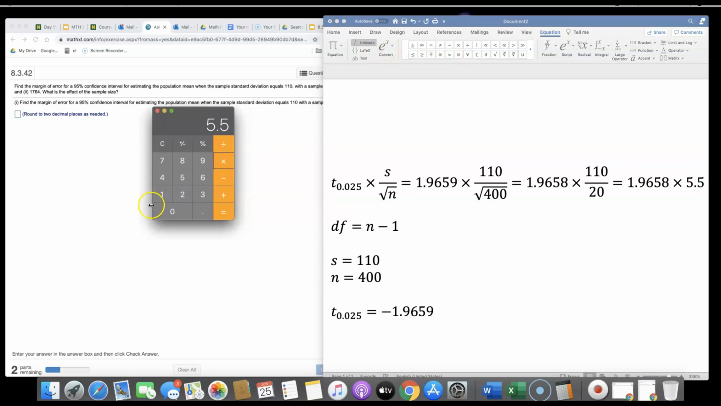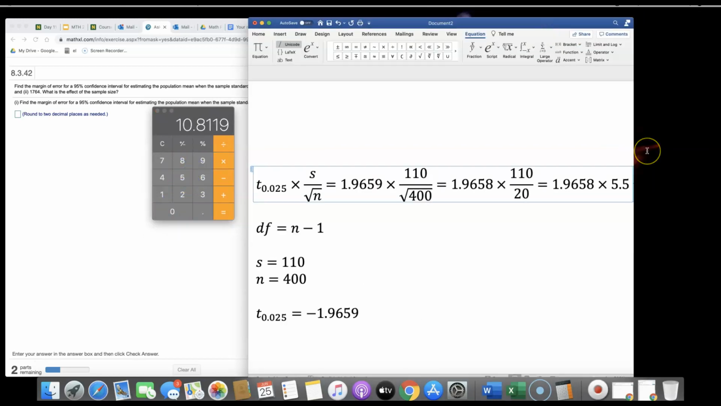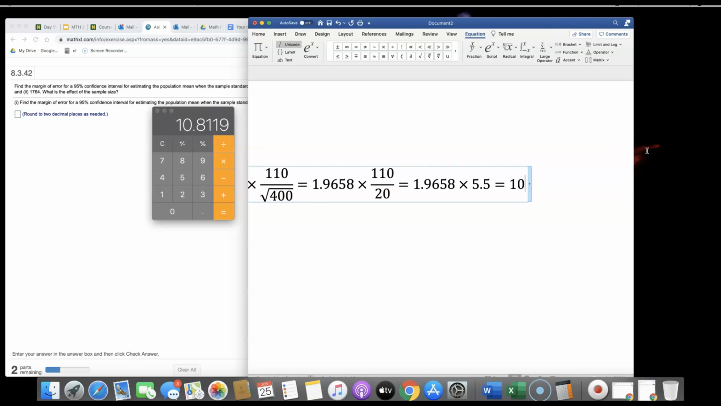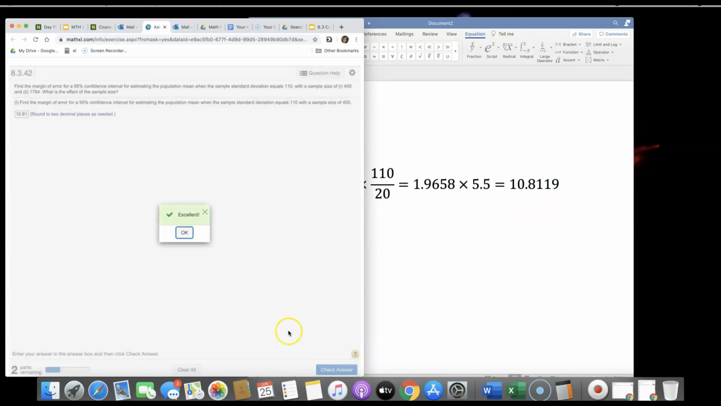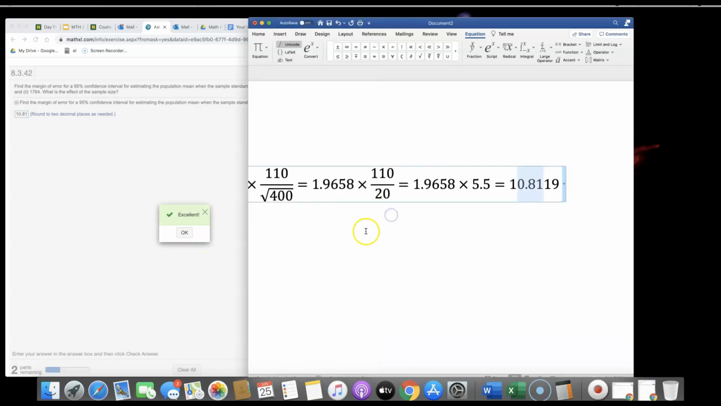This times 1.9659. So the margin of error will be approximately 10.8119. Okay, 10.8119, and rounding it to 2 decimal places, we can type in 10.81. Check. Awesome.